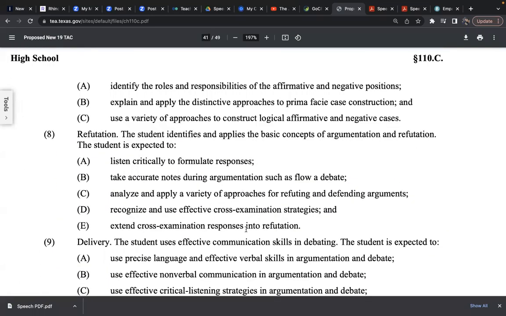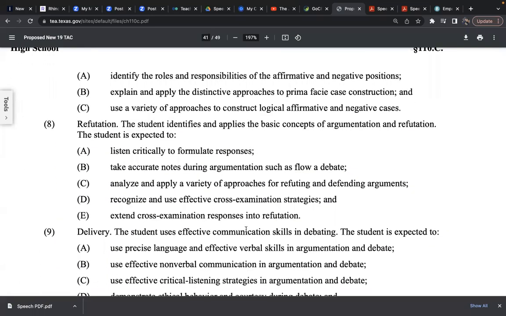Everything that is listed in this document is important for you to make sure that you can articulate the way that I was talking about. This is what they would have to do with this: explain and apply the distinctive approaches to prima facie.